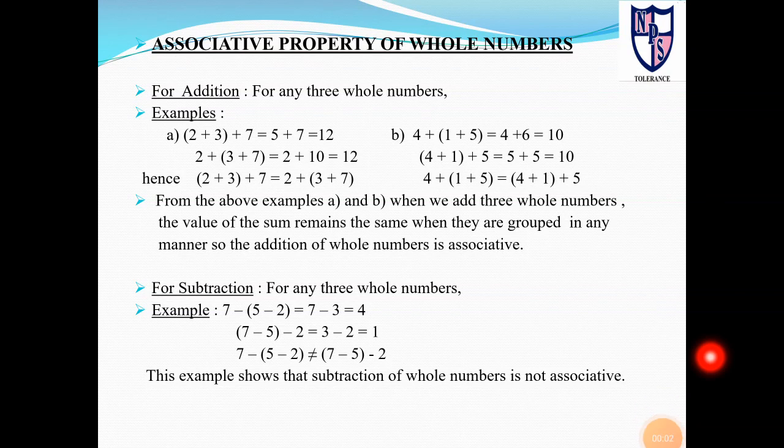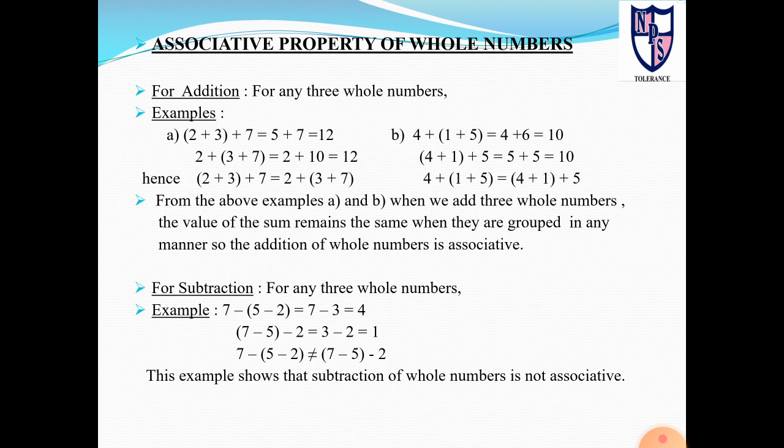Welcome back students. This is your lesson number 1B, the part B of lesson 1. In part 1A, we discussed the commutative property for addition, subtraction, multiplication and division. In this lesson, we are going to discuss the associative property of whole numbers. Now let us check for addition, subtraction, multiplication and division.